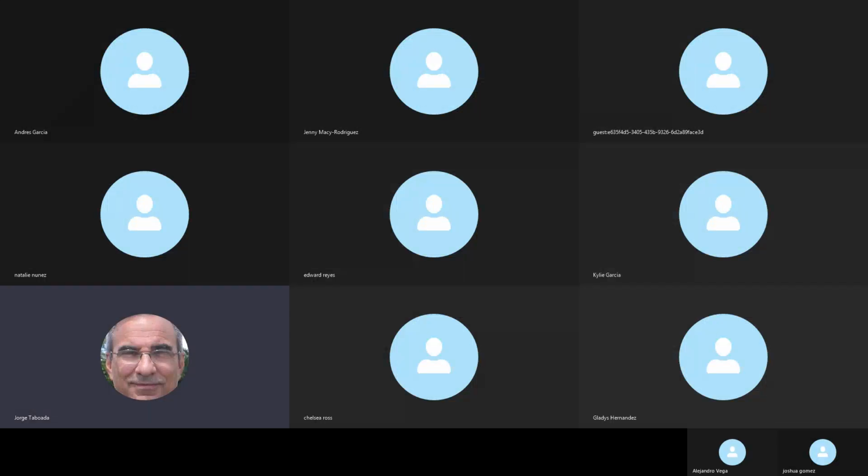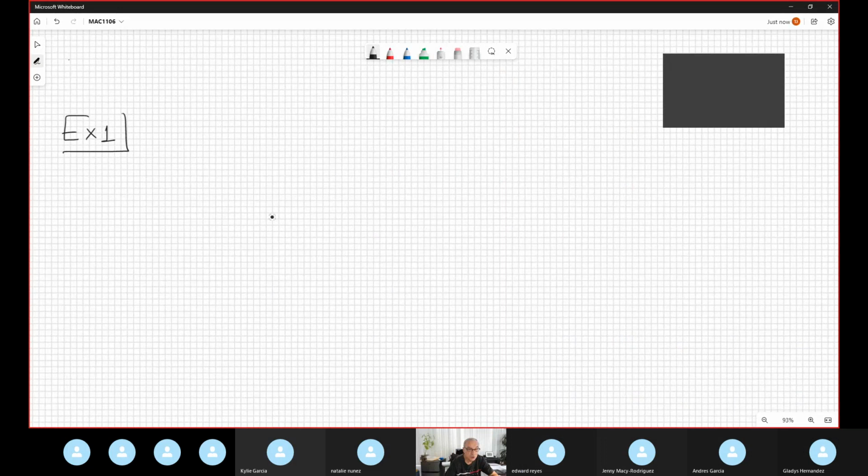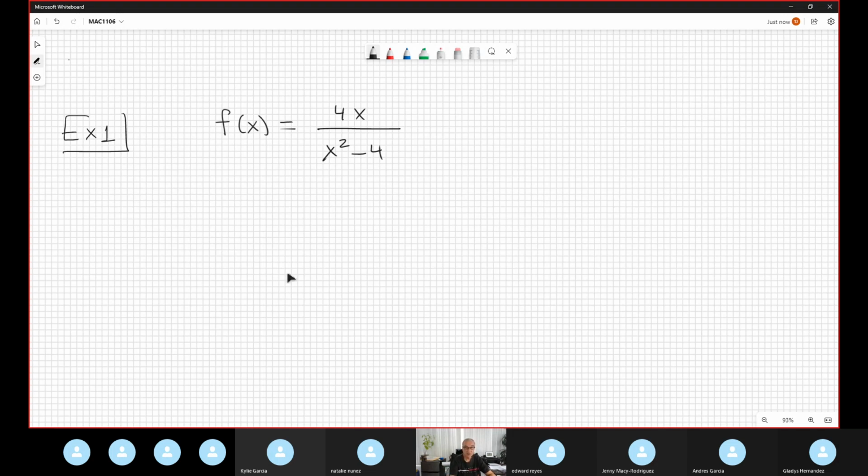Example number one: the function is f of x equals 4x divided by x squared minus 4. And so my recommendation is to proceed according to the guideline I explained in the last class.